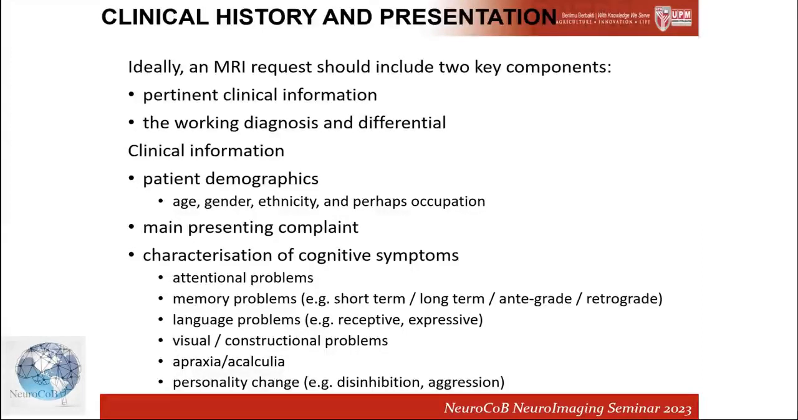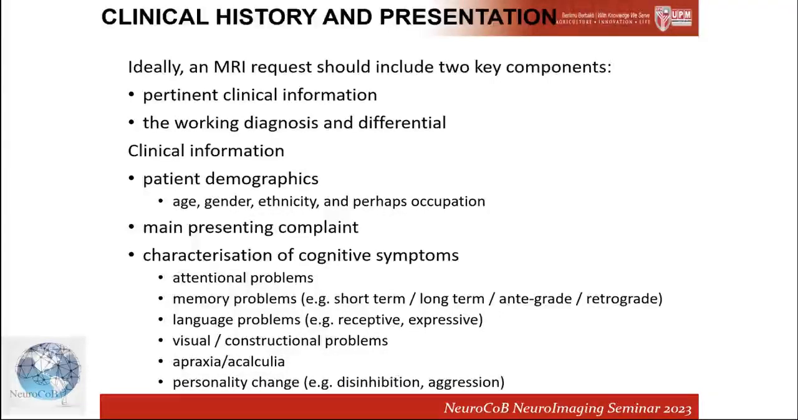So the clinical history, ideally MRI records should include two key components pertinent to the clinical information, and also what is the working diagnosis and also differential. Okay. Clinical information, patient demographic data like age, gender, ethnicity, and perhaps occupation may help us to assess. And then the main presenting complaint, and also the characterization of the cognitive symptoms. So these are all the cognitive impairment that patient may present to us.